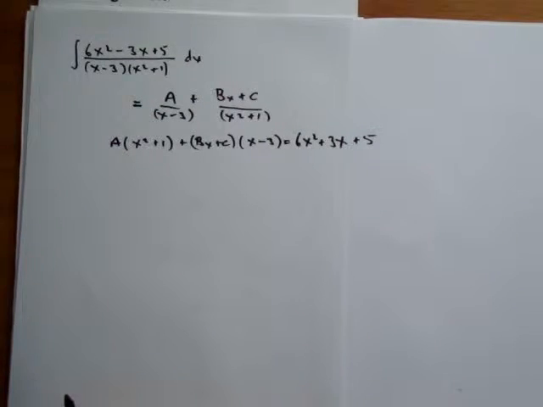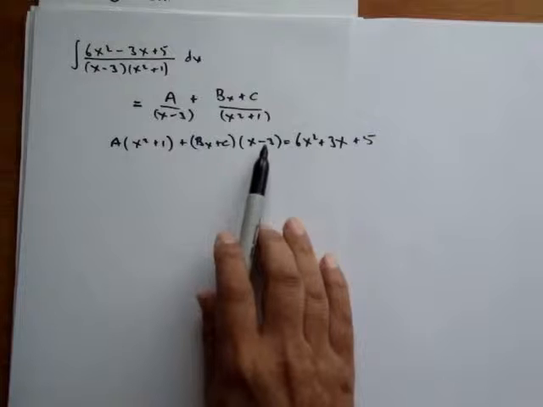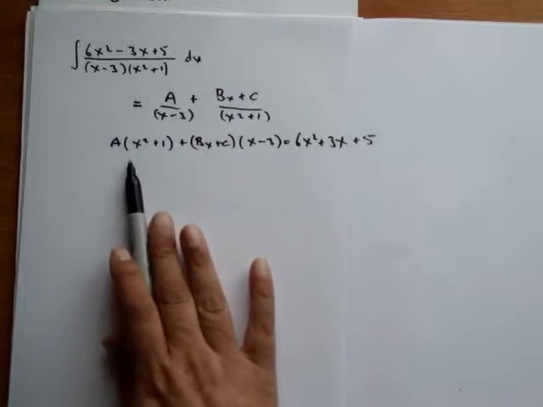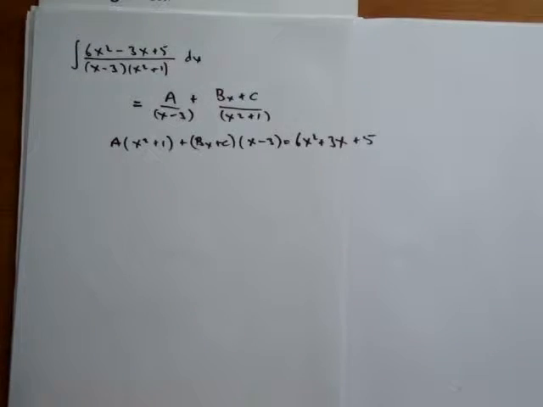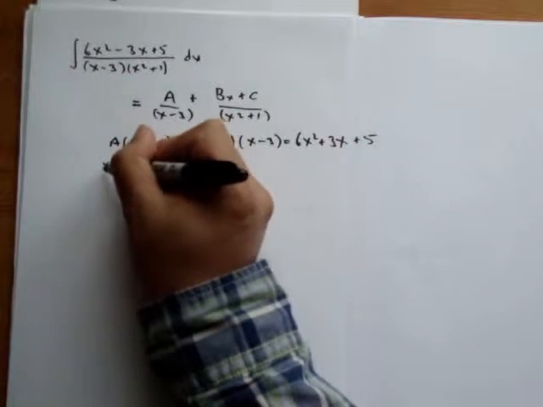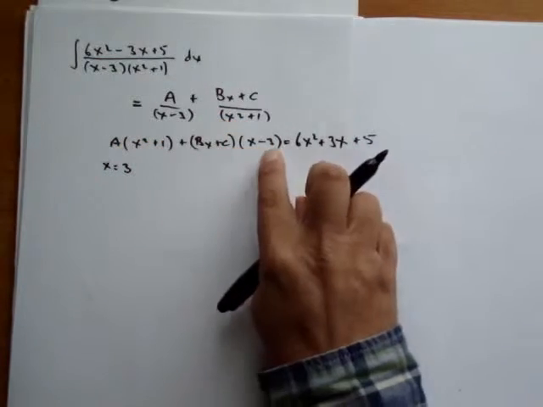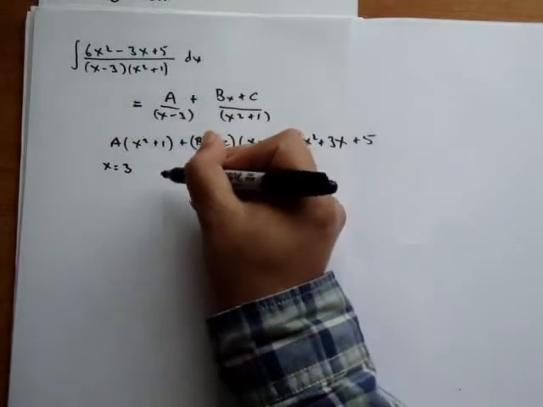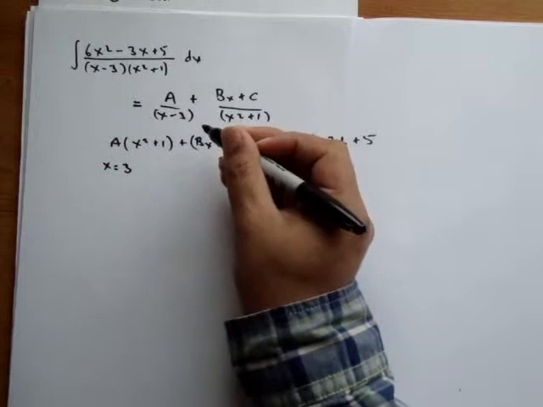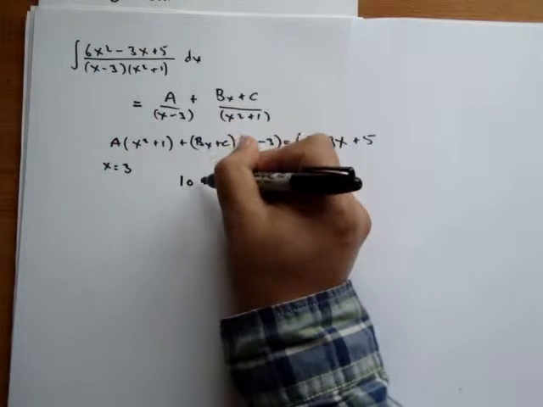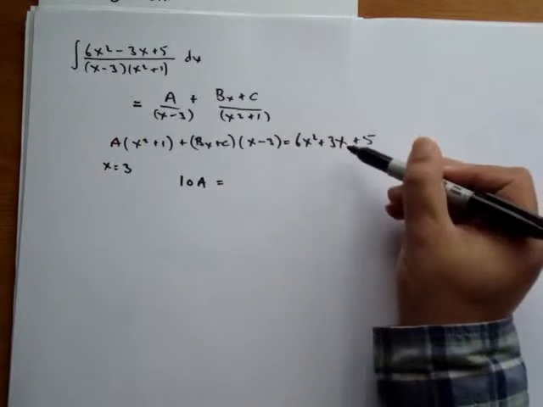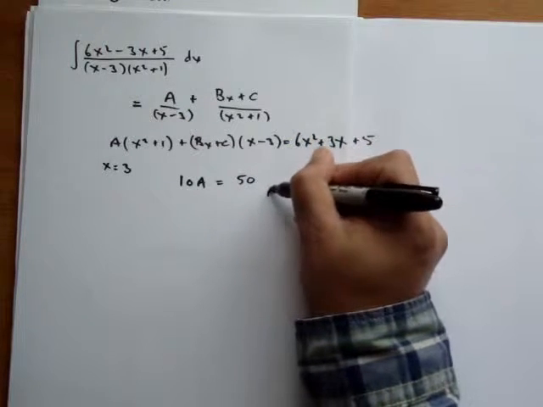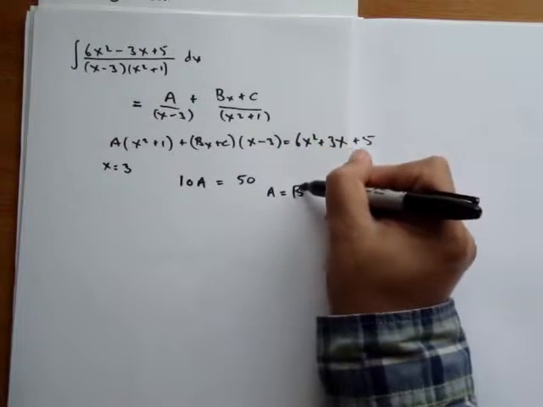Now first of all, we can tackle this like we did before when we're finding the constants. We make one of the brackets equal 0, and that will make us have just one unknown left. So if we use x equals 3, this whole term becomes 0. We're left with 3 squared plus 1, which is 10, so 10A equals, when we put x equals 3 in here, 50. So A equals 5.